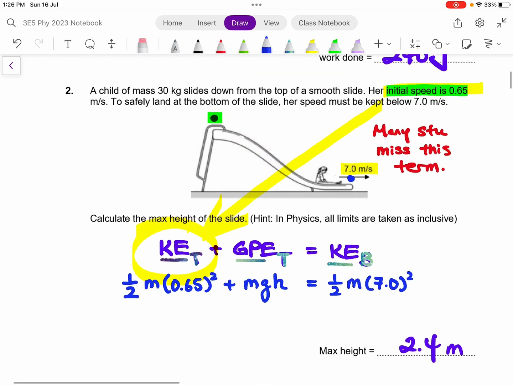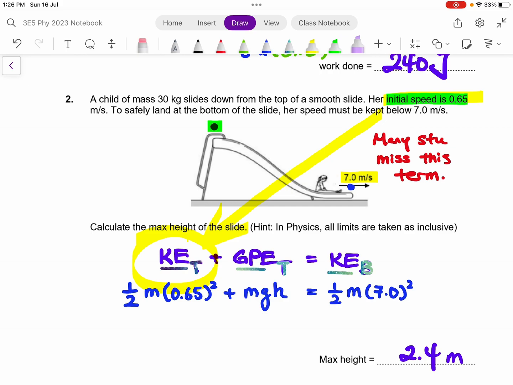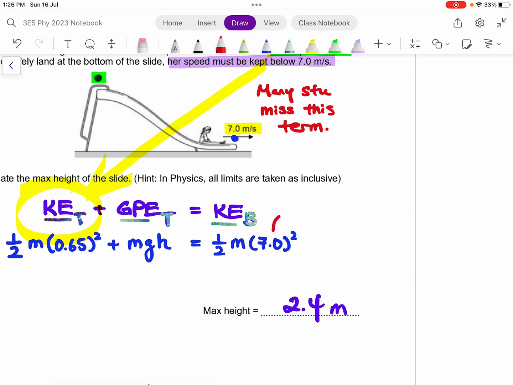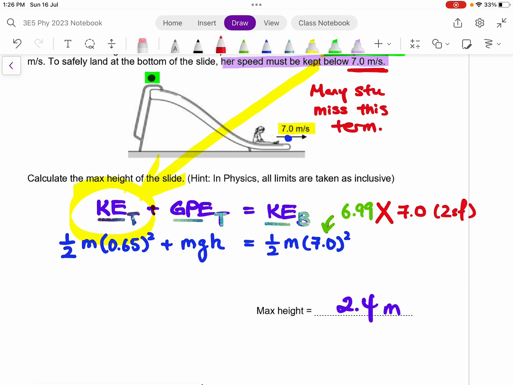And like I said, down here, some of you, when you see that her speed must be kept below 7.0, changed this 7.0 to 6.99. You don't need to do this because in physics, we take the limit like 7.0 here as inclusive. Anyway, if you think about it, isn't 6.99 7.0 in 2SF? So for physics, whenever you see limits like that, you don't need to just try to minus 0.0001 from it.